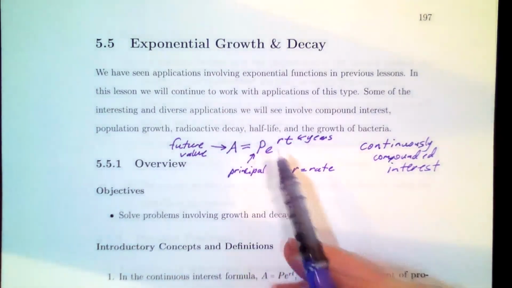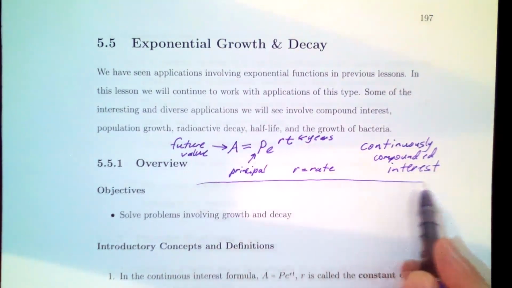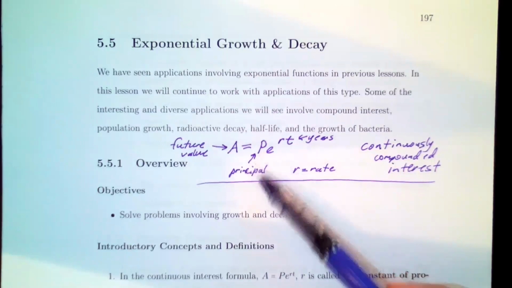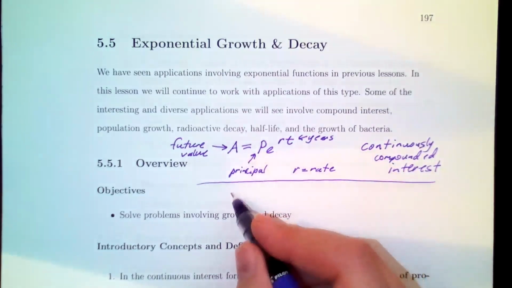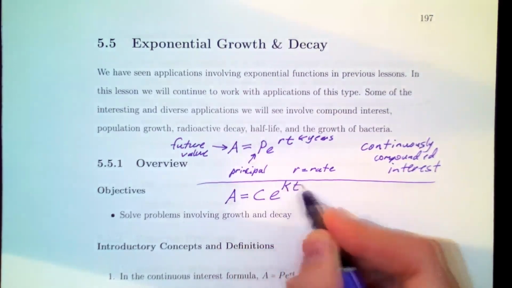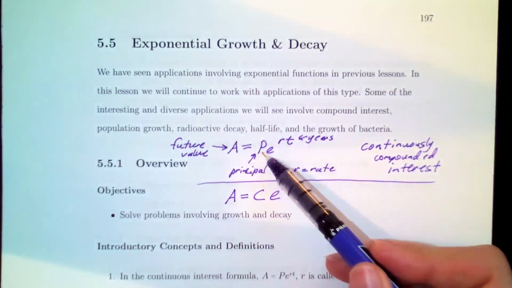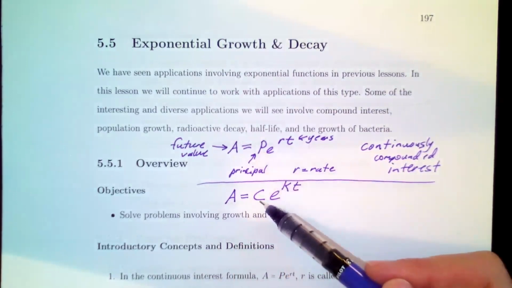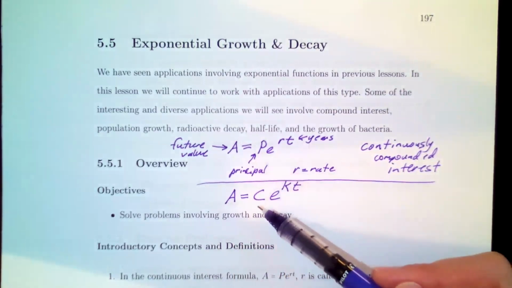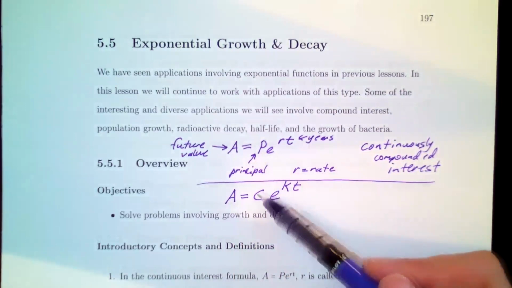But in this section, instead of using PERT, because P kind of is associated with principal, which is a money thing, they kind of adapt this formula to look like A equals C e to the KT. So instead of P being a principal amount of money, C represents an initial quantity of something. That could be an initial quantity of money, like P, or it could be an initial population, initial mass of material, whatever, but it's an initial quantity.